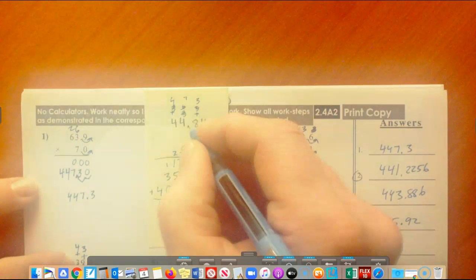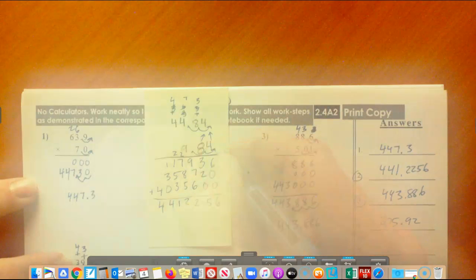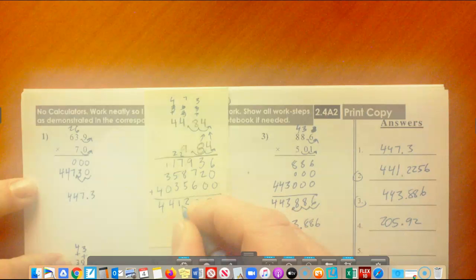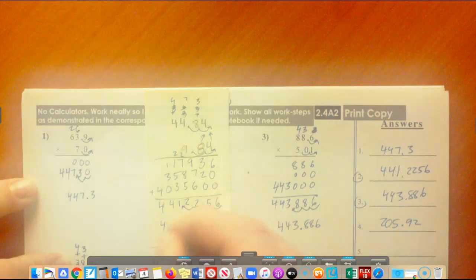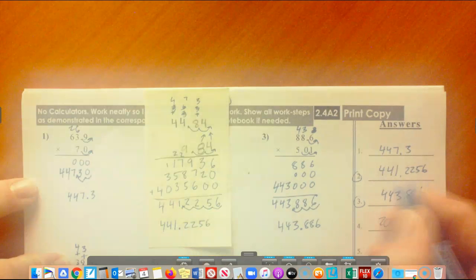So up top here we've got 1 decimal. 2 on the top, 3 and 4. When we count them all out, we're going to go to the back. 1, 2, 3, 4. So it's 4, 4, 1 point 2, 2, 5, and 6. Check our answer. Yeah, looks good.